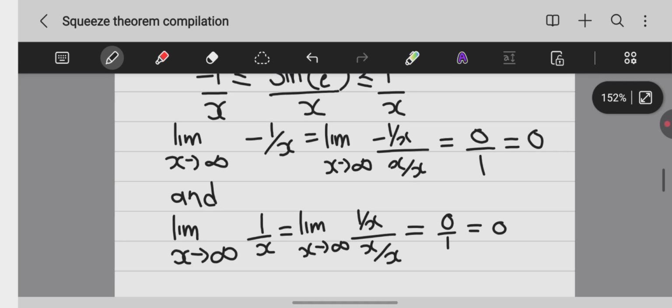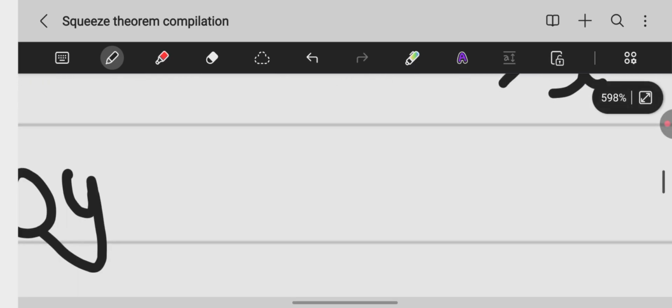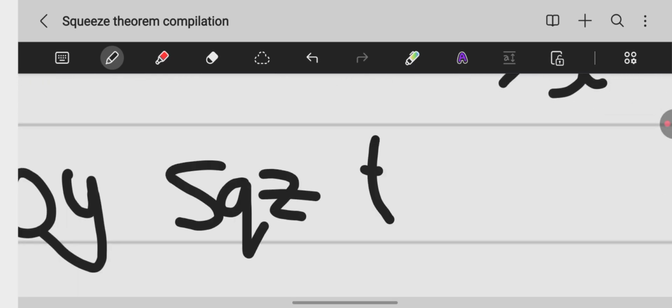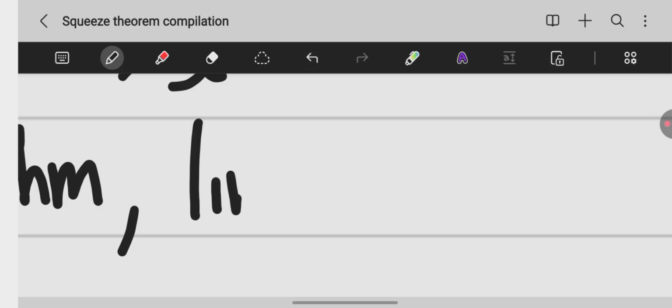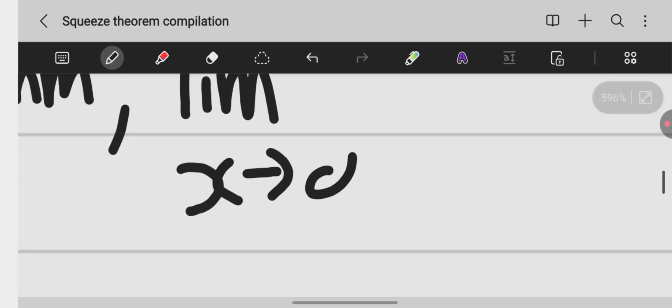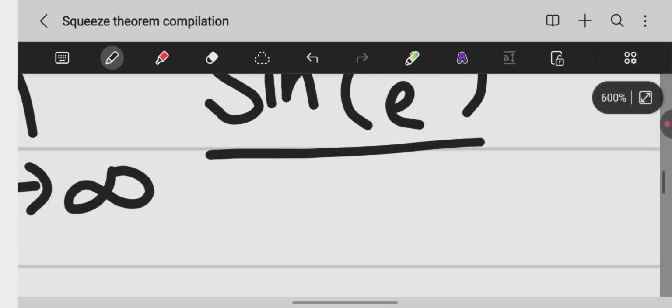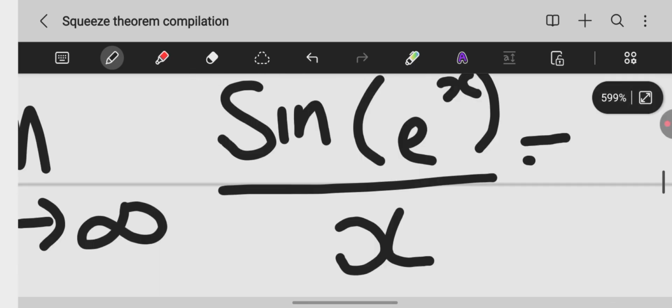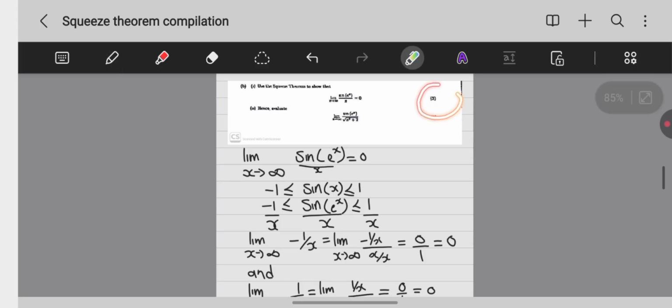Right? And because these two are equal, that would mean, by the squeeze theorem, the limit as x approaches infinity of sin e to the x all over x is equal to 0. And by that, you've proven the 3-mark question.